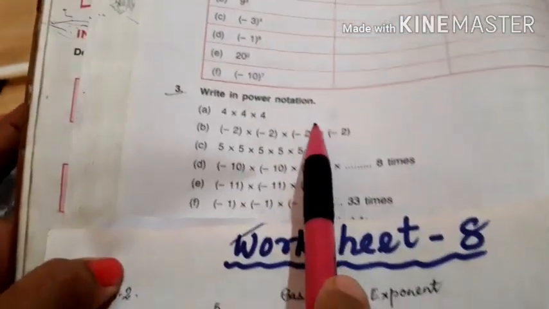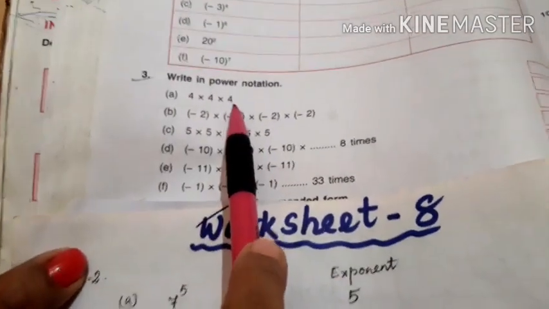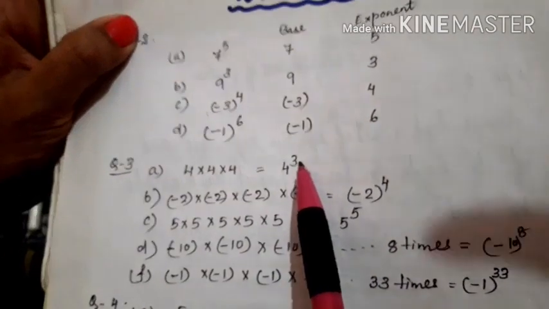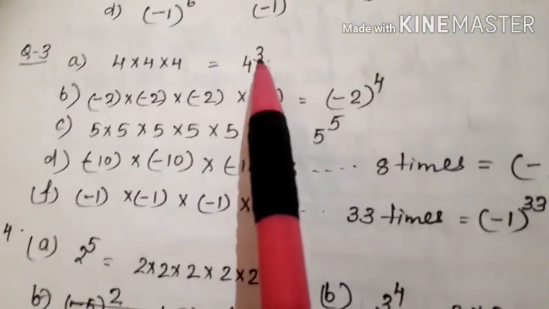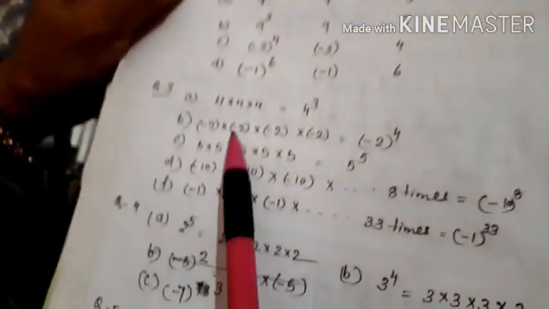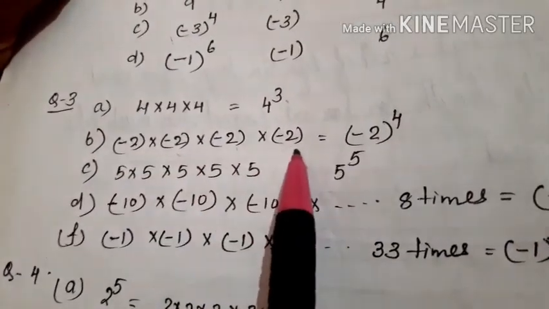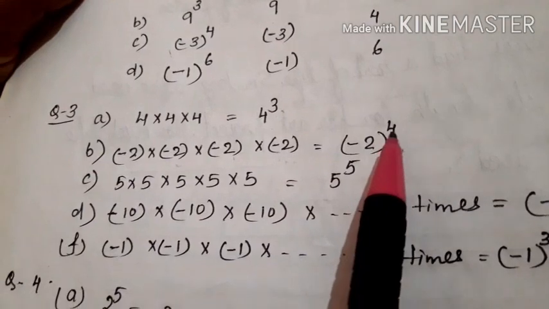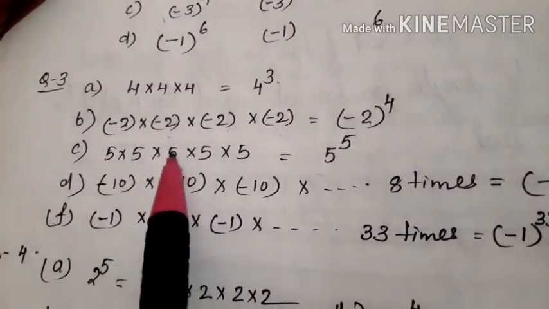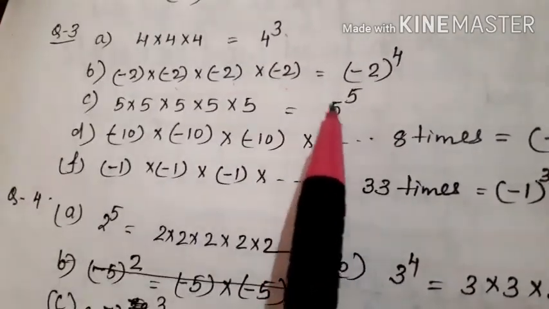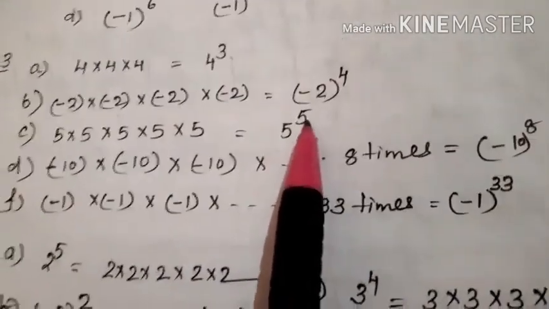Write in power notation. 4 into 4 into 4. How can you write? 4 to the power 3. How many times is 4 multiplied here? 3 times. That's why you write 4 to the power 3. B, minus 2 into minus 2 into minus 2 into minus 2. How many times multiplied here? 4 times. That is power 4. 5 into 5 into 5 into 5 into 5. 5 is multiplied 5 times. Then 5 to the power 5.